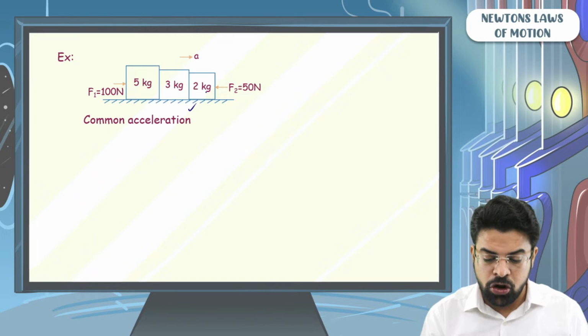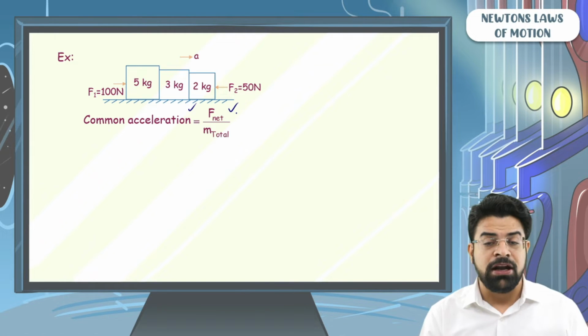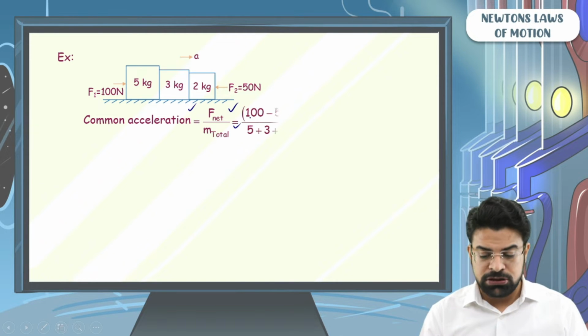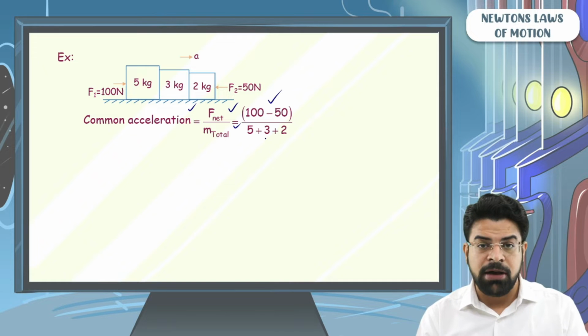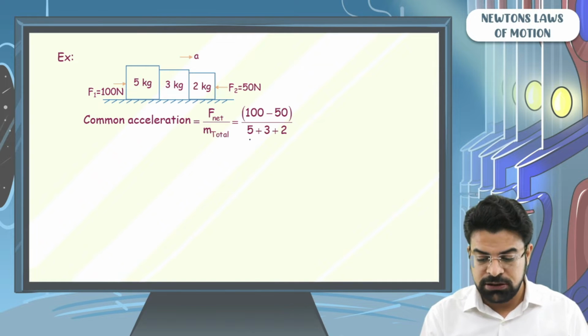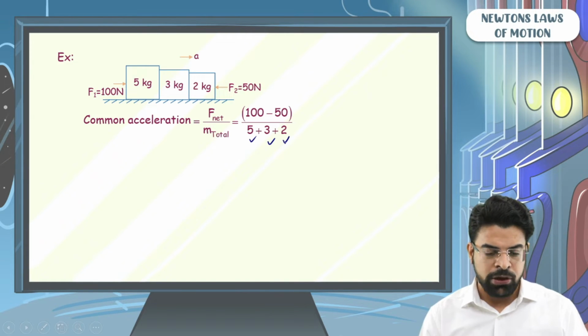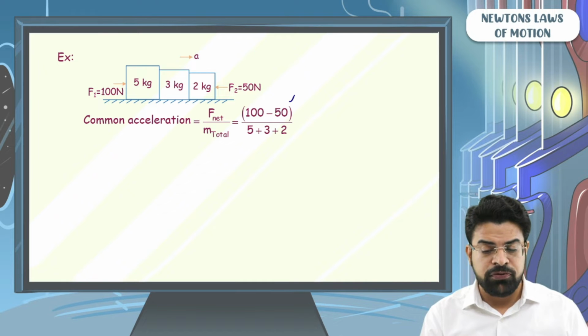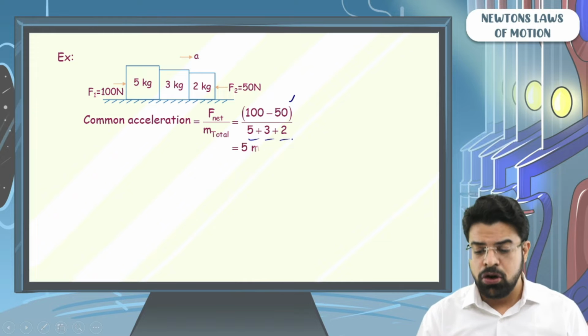So we can say the common acceleration has to be equal to the net force upon the total mass of the system. That will be equal to 100 minus 50 upon the total mass of the system, which is 5 plus 3 plus 2. 100 minus 50, numerator becomes 50, denominator 5 plus 3 plus 2 becomes 10 kg. So you get the common acceleration to be 5 meter per second square towards right.